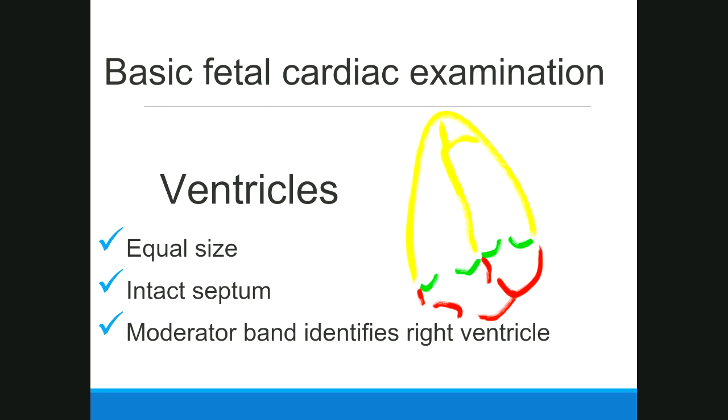Part of that really basic exam is to look at the size of the left and right ventricles. Are they relatively the same size? Remember, the right side of the heart will be slightly larger than the left, and that's okay as long as it's not a stark, drastic difference. You should use color Doppler to assess the interventricular septum and make sure we don't see any holes shown by the color Doppler. And then lastly, to help you confirm left and right, you can look for the moderator band in that right ventricle.